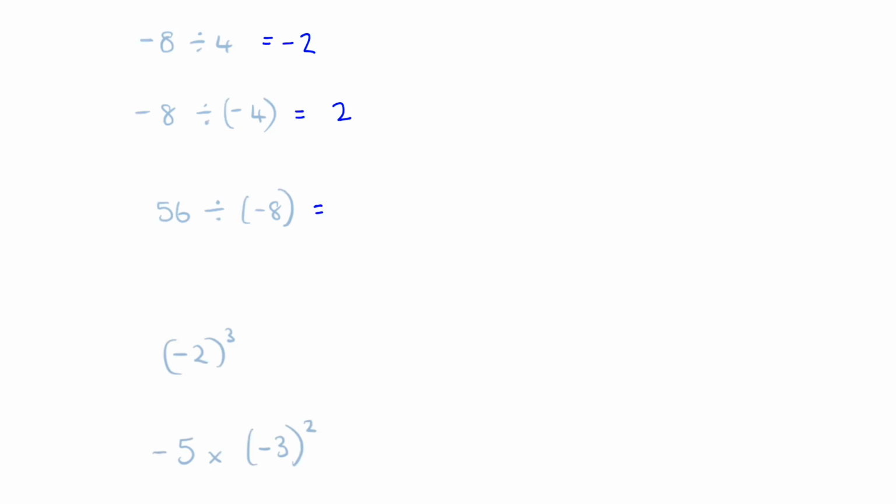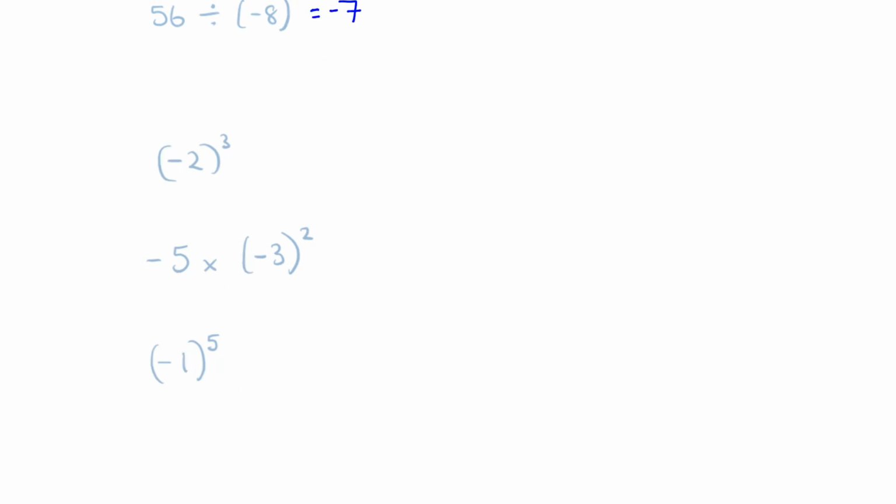Okay, and then 56 divided by 8 is 7. So we started off with a positive number, positive 56, and we've divided by a negative. So remember, each time you multiply or divide by a negative, it changes the sign. So that must switch that to a -7.